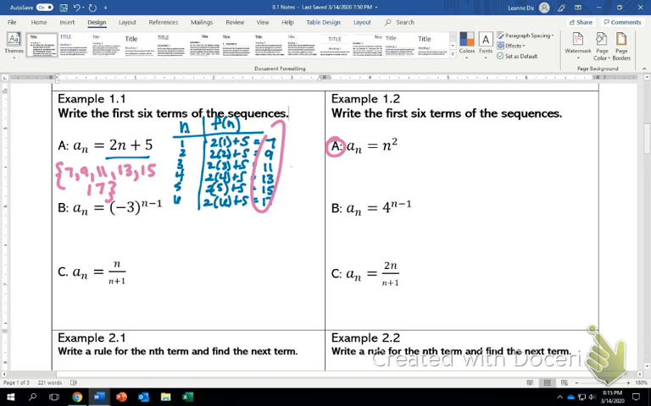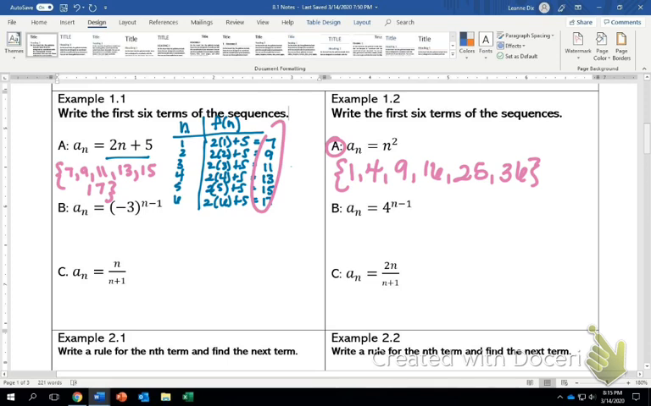1.2a, it just says plug in the first 6 terms and square it. So if I plug in the first one, 1 squared is going to give me 1. 2 squared is going to give me 4. 3 squared is going to give me 9. 4 squared is going to give me 16. 5 squared is going to give me 25. And then 6 squared is going to give me 36. And so this is my answer. Again, we're using our curly brackets so that we know that this is a sequence, just like we see at the top of our notes here.